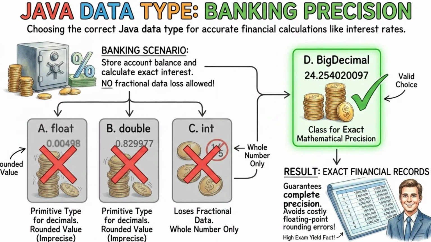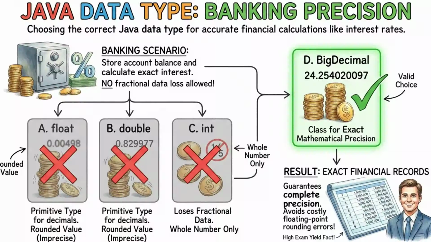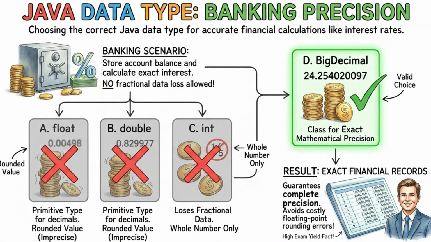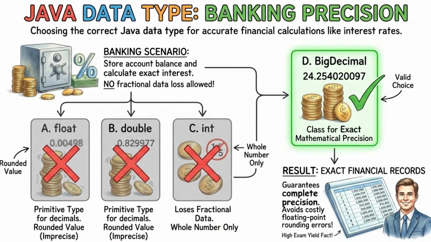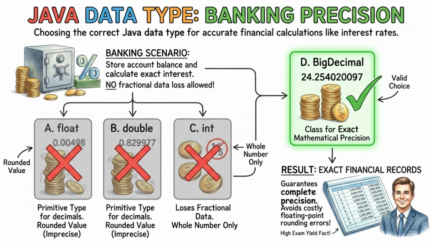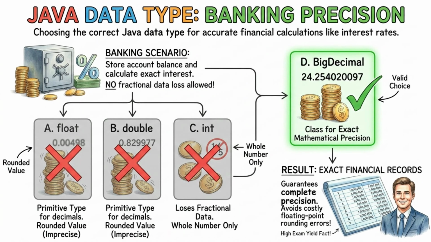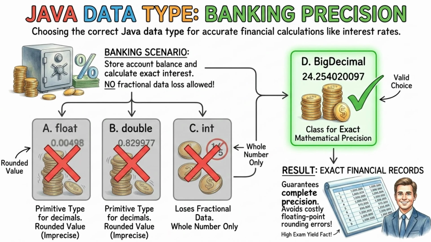Let's start with a real-world banking application. If you are calculating daily interest rates, you cannot afford to lose any fractional data. While standard primitive types like float and double are great for general decimals, they introduce floating point rounding errors. For exact mathematical precision, especially with money, you must use the BigDecimal class. Understanding when to graduate from primitives to BigDecimal is a critical distinction that is tested frequently.